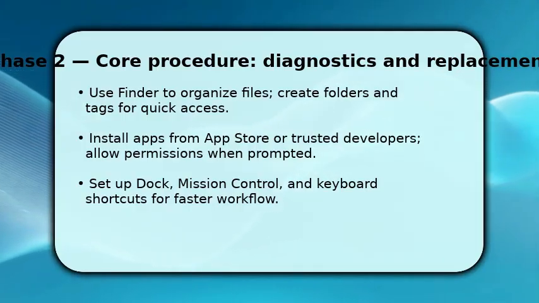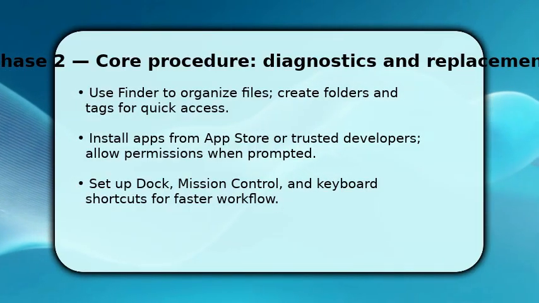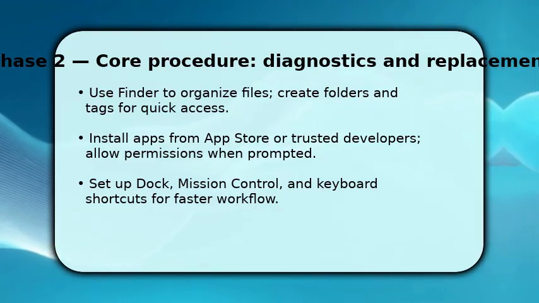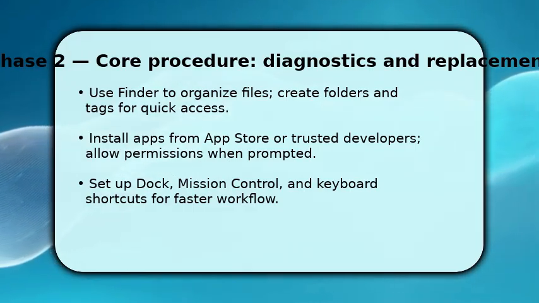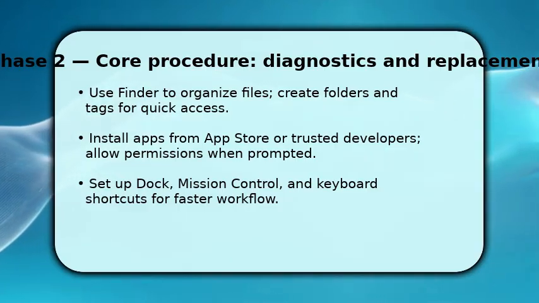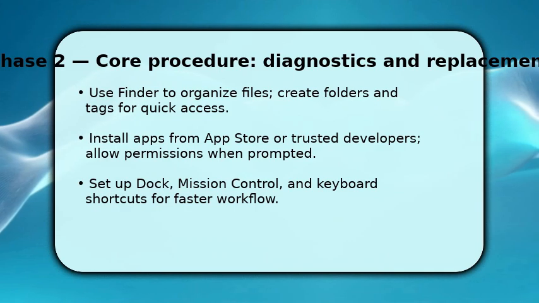Once Finder is tidy, install essential apps from the App Store or directly from trusted developers. Grant permissions like Files or Camera when prompted so features work. Next, customize the Dock and Mission Control to switch tasks quickly and create keyboard shortcuts for repetitive actions. By tailoring these elements, you reduce friction throughout the day and keep your workspace efficient.